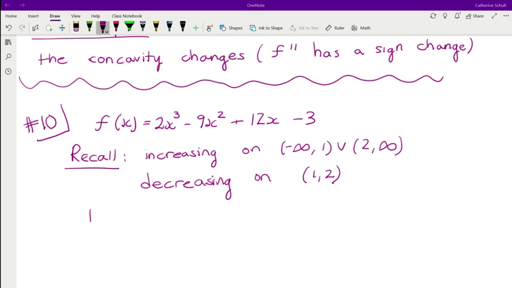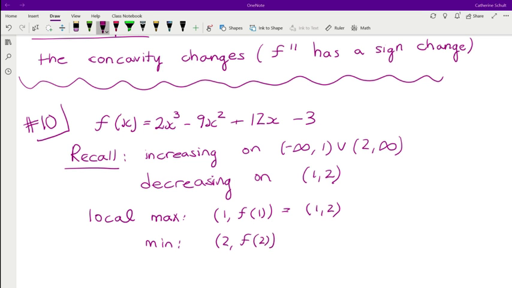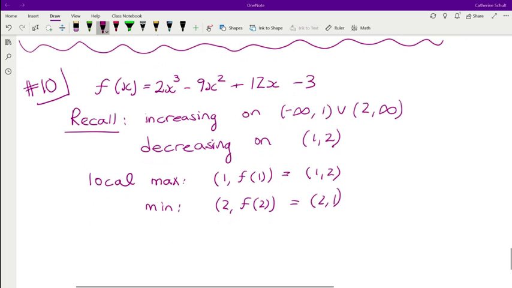We know there's a local max. We said at 1, so for the local max, we would plug in 1, and we would get the ordered pair (1, 2). And then the local min, we said happens at 2, so we would plug it into the function, and we would get 1. So now let's focus on the graph of this.